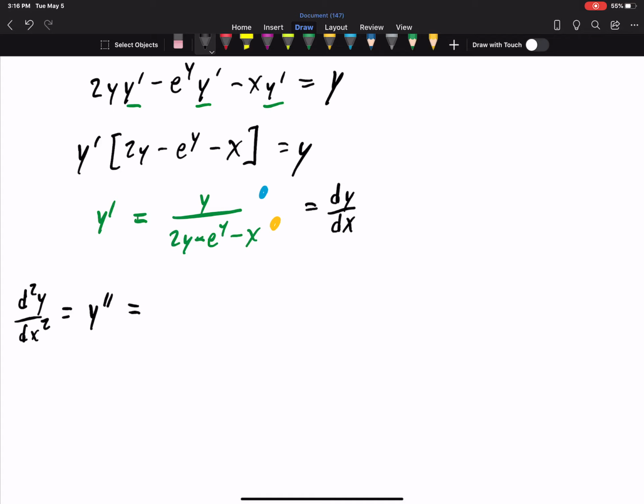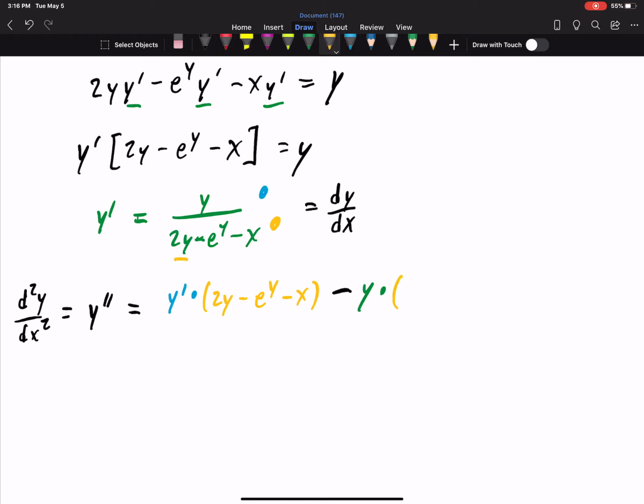So deriving this using the quotient rule, we derive the top, which is going to be y prime, multiplied by leaving the denominator alone. So we have 2y minus e to the y minus x. And then we subtract when we leave the numerator alone, and then multiply by the derivative of the denominator.